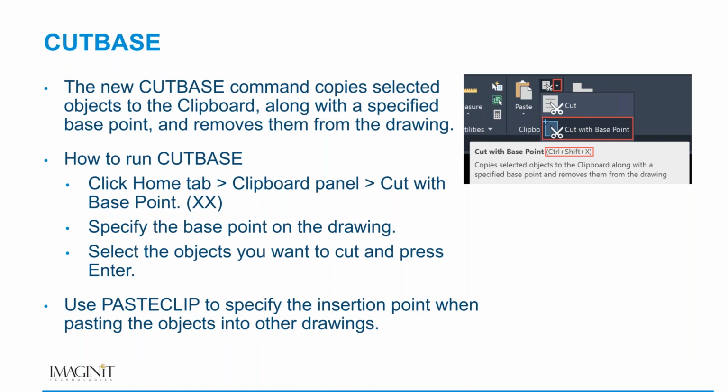We use Control Shift X, and we can now do that, or you can find it when you expand out the cut panel. Down at the bottom is cut with the base point. You specify the base point, then select the objects you want to cut and press enter, or you can pre-select objects, hit cut with a base point, and then pick the base point and it will cut those. And then you can use paste clip, paste as a block, paste to original coordinates, all of that when pasting into other drawings.